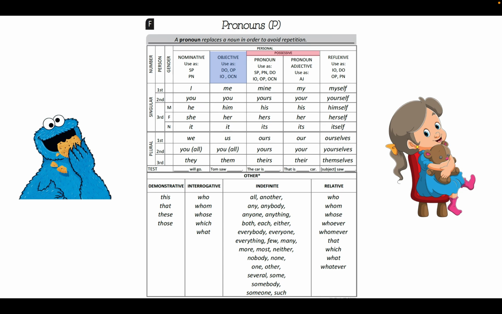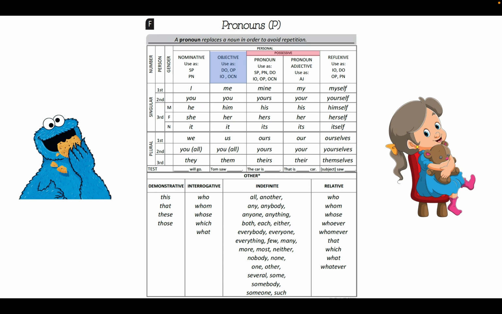All right, so possessive pronouns answer the question, whose is this? And you can read them in column 3. So they are mine, yours, his, hers, its, ours, yours, theirs. Okay, and they are going to answer the question of whose is it. So it's mine, it's yours. The test at the bottom is the car is blank. So the car is mine, the car is yours, the car is his, etc.